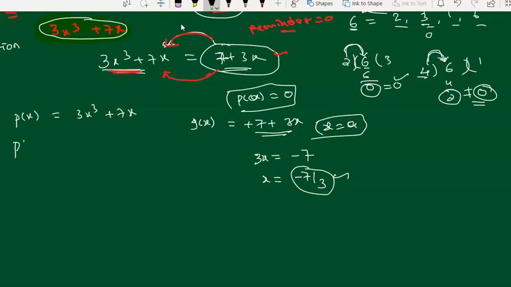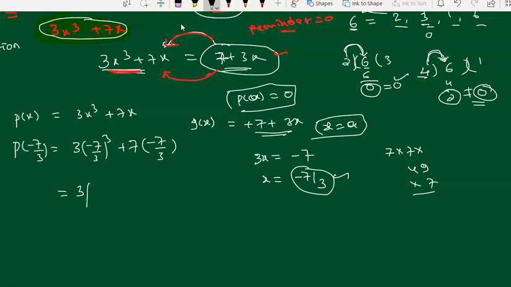Let's find out that. If I put in place of x minus 7 by 3 here, what am I going to get? 3 into (minus 7 by 3) whole cube plus 7 into minus 7 upon 3. So let's find out, guys, what we are going to get. What is the value, cube of 7? 7 7s are 49. 49 7s, how much are you going to get? You are going to get 343. And 3 cube is 27.